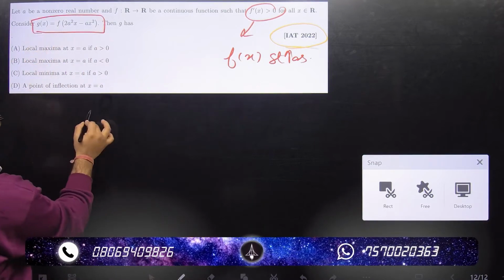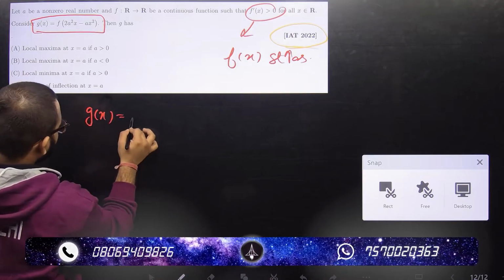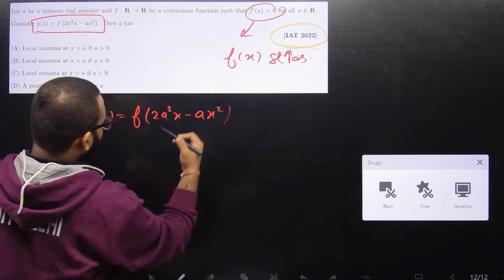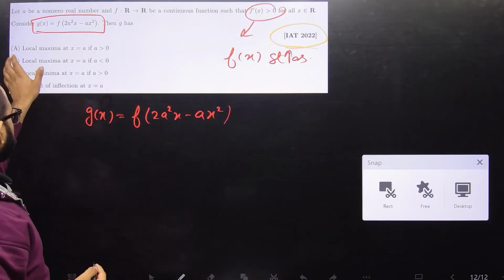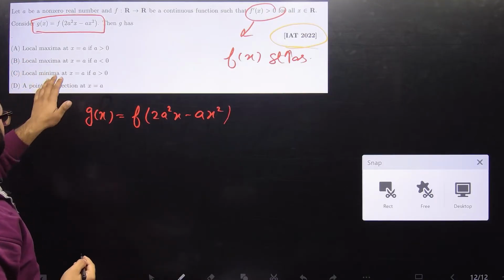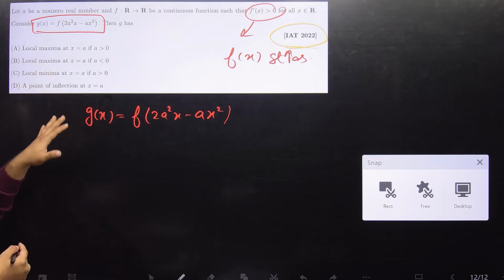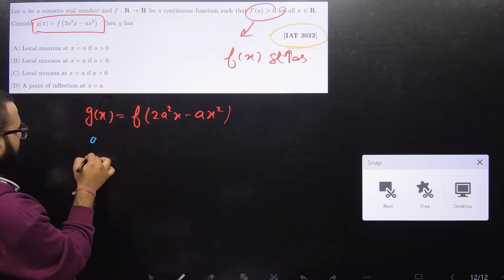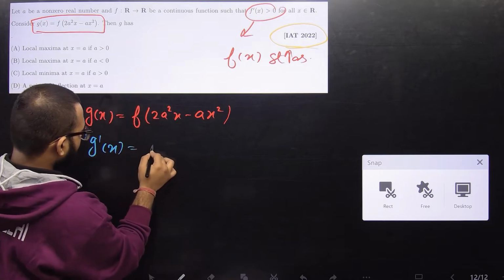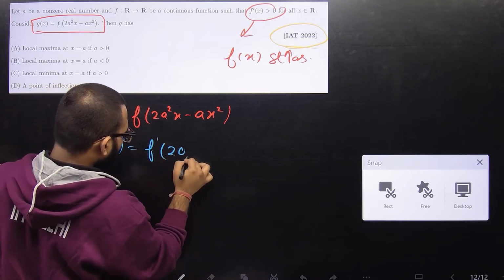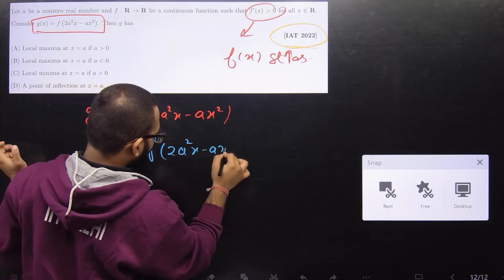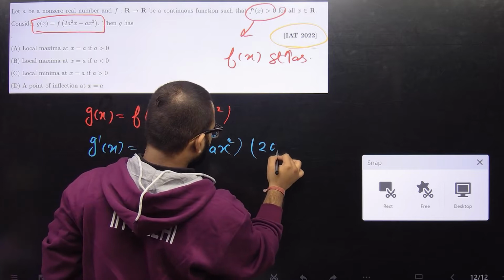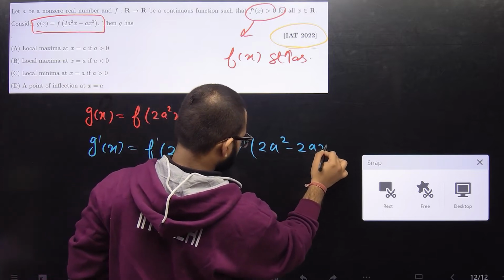so given that g(x) is f(2a²x minus ax²). Now we have to find local maxima and minima of g, and point of inflection. So let's differentiate it. So g dash x is equal to f dash (2a²x minus ax²), and apply the chain rule, so (2a² minus 2ax).